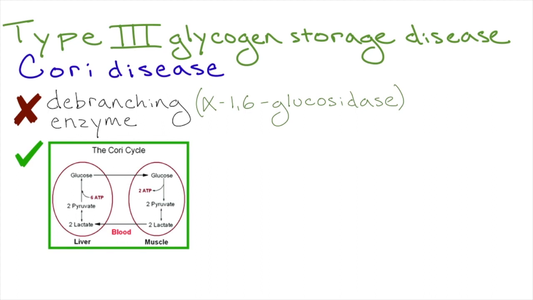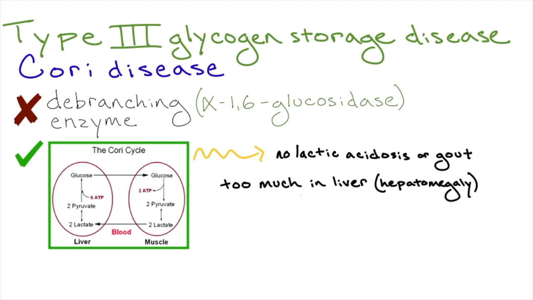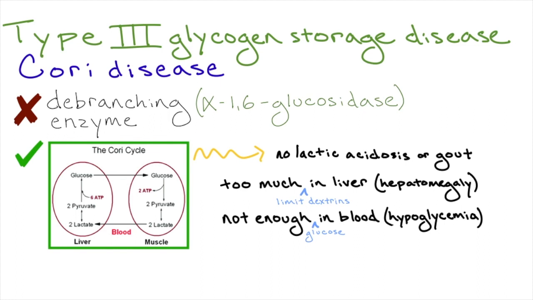Since the absence of this enzyme only affects glycogenolysis and not gluconeogenesis, the Cori cycle is left intact in Cori disease. It essentially ends up presenting as a milder form of von Gierke, where lactic acidosis and gout are not an issue. The buildup of glycogen is also still present, but not as big of an issue because you're still able to get some breakdown via glycogen phosphorylase. This leaves you with a bunch of limit dextrins that accumulate in the cytosol of glycogen-storing cells, in other words, too much in the liver, again causing hepatomegaly, and not enough in the bloodstream, again causing hypoglycemia.